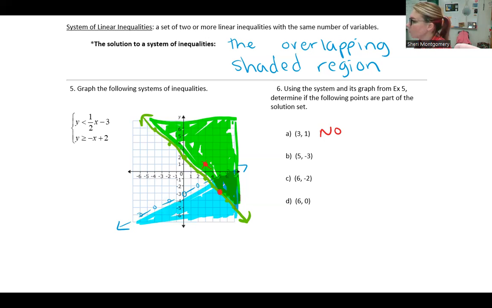Is that inside the overlapping shaded region? It isn't inside the overlapping shaded region, but yes, it is a solution because it's along the solid line that borders that overlapping shaded region. So you can be on a solid line.